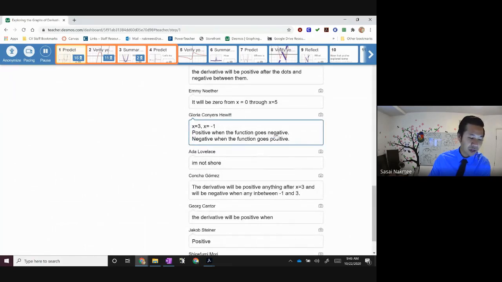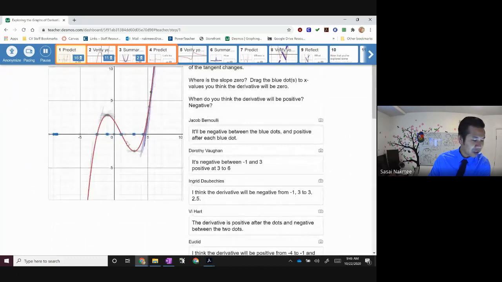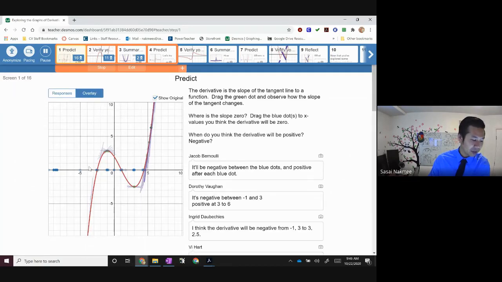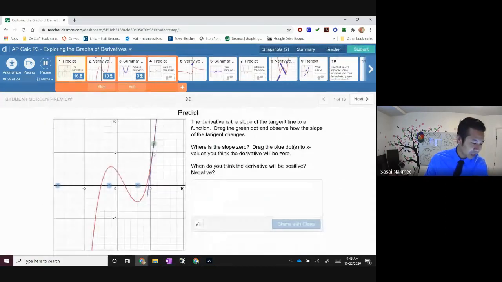Positive if the function goes negative. Be careful with that saying, because the function is negative down here, and it's negative over here, but their derivatives are positive there, right? The slopes of those tangent lines are positive, even though the function itself is negative. And that's the part that you need to keep in mind, right? The derivative isn't necessarily looking at the function value. It's looking at the value of its tangent, the slope of its tangent line, right?